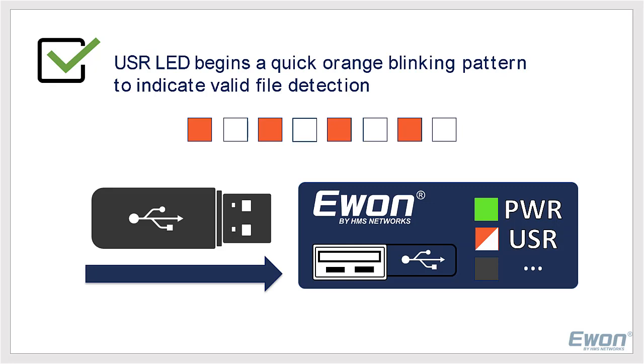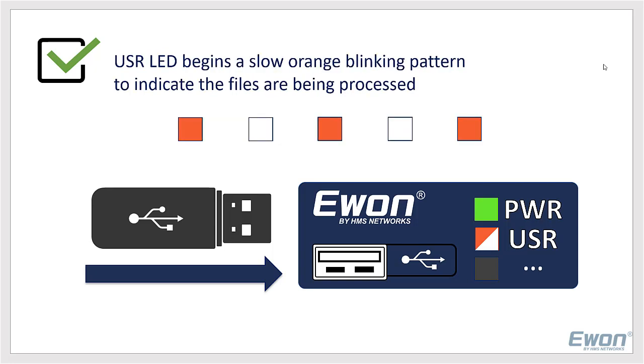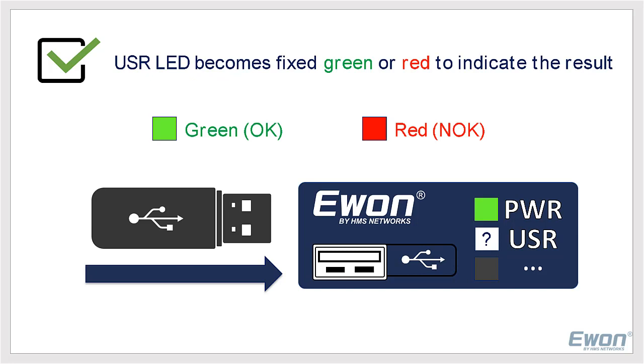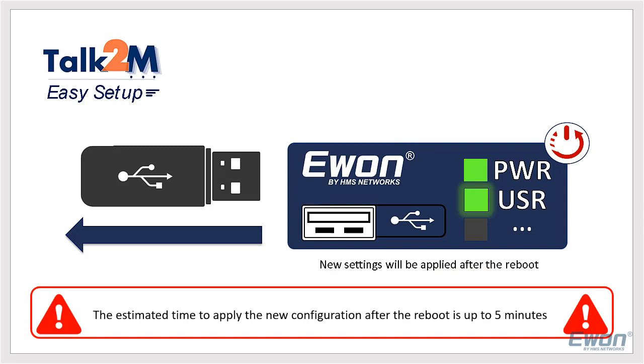The user LED will begin to quickly blink orange to indicate that it has identified valid configuration files on the drive. Then, the user LED will begin blinking more slowly orange to indicate the files are being processed. When the user LED becomes solid green, the files have been processed. When you remove the USB drive at this point, the E1 will reboot and the new communication settings will be applied.